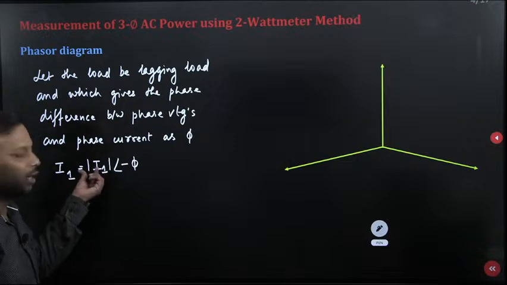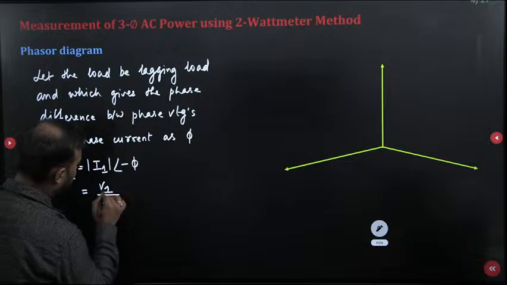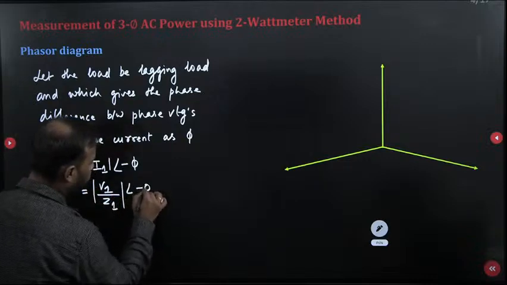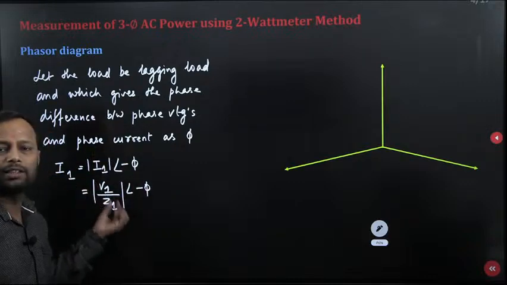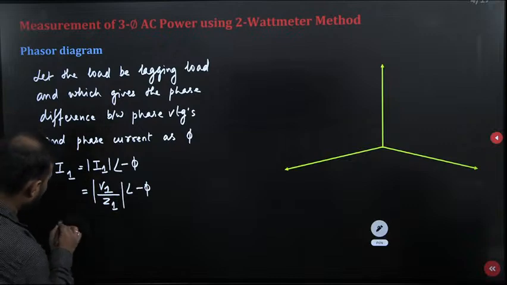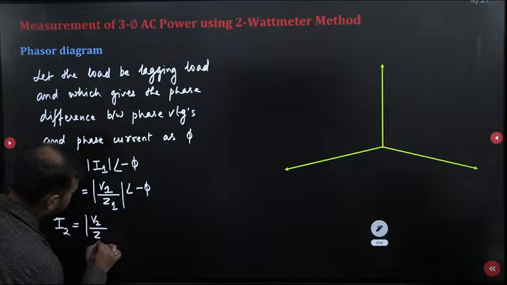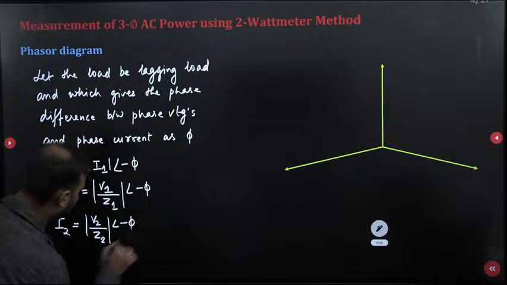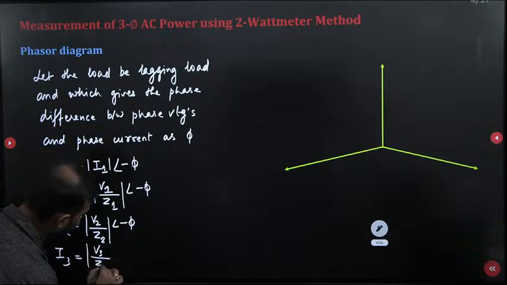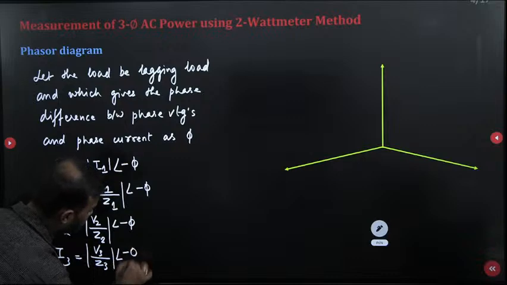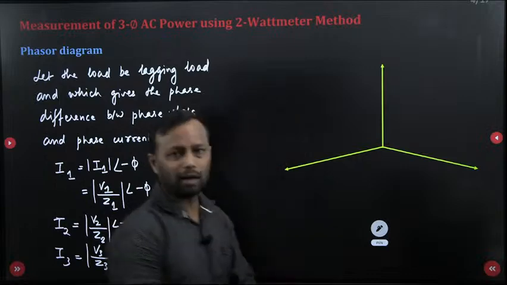This is the magnitude of I1, which is V1 divided by the magnitude of Z1, at an angle of minus phi. Since V1 equals V2 equals V3, and Z1 equals Z2 equals Z3, therefore I2 is the magnitude of V2 divided by Z2 at an angle of minus phi, because all are equal. Similarly, I3 is the magnitude of V3 divided by Z3 at an angle of minus phi. Done? Okay.